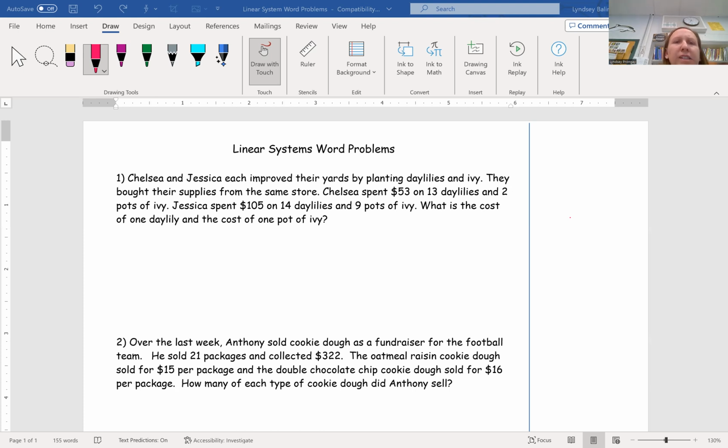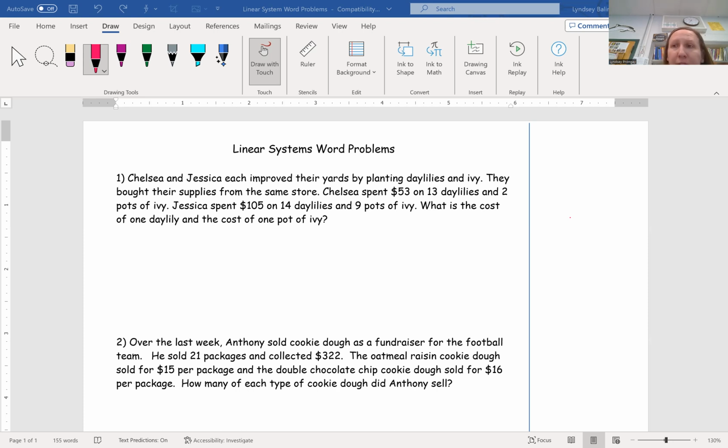So number one, we have Chelsea and Jessica each improved their yards by planting daylilies and ivy. They bought their supplies from the same store. Chelsea spent $53 on 13 daylilies and 2 pots of ivy. Jessica spent $105 on 14 daylilies and 9 pots of ivy. What is the cost of 1 daylily and the cost of 1 pot of ivy?